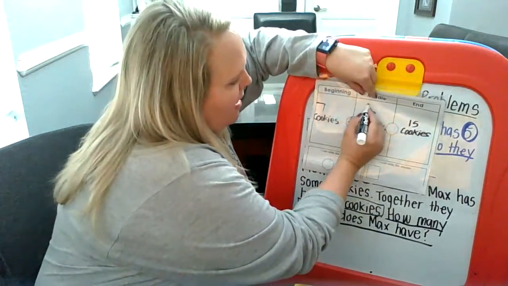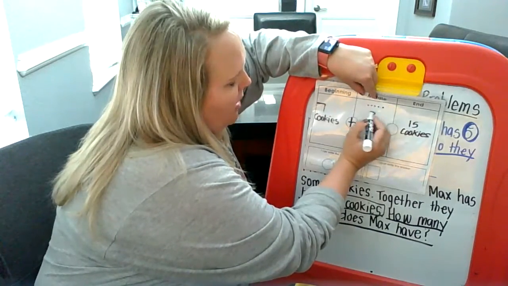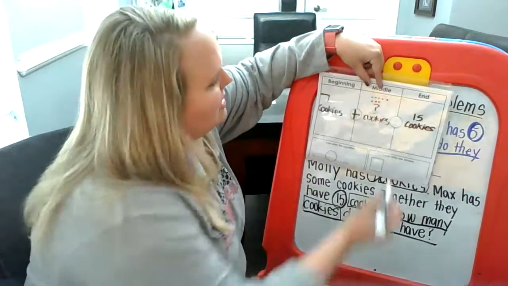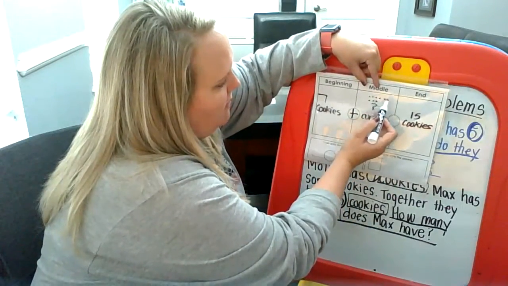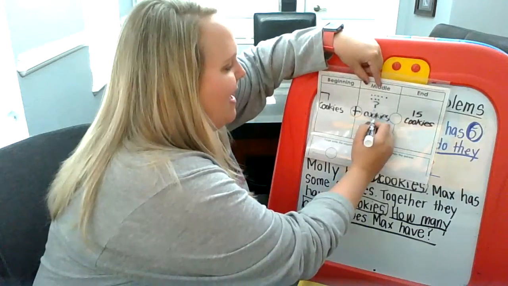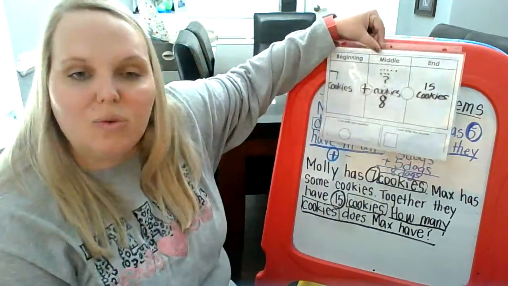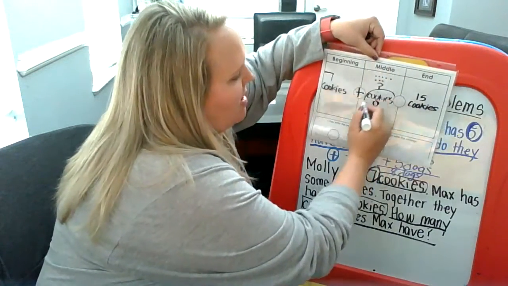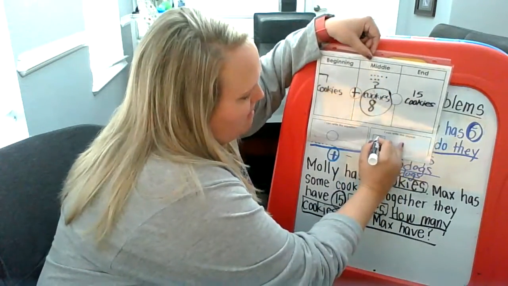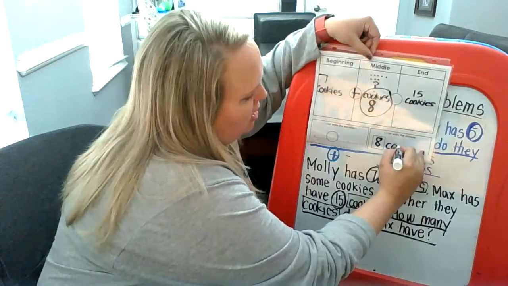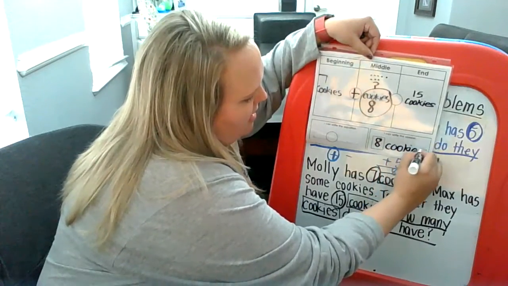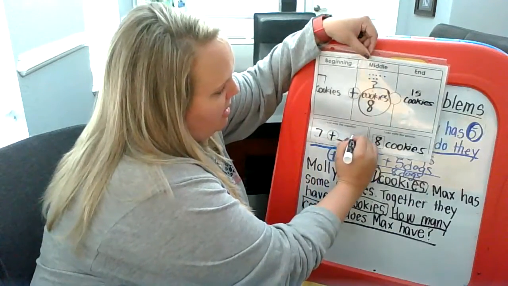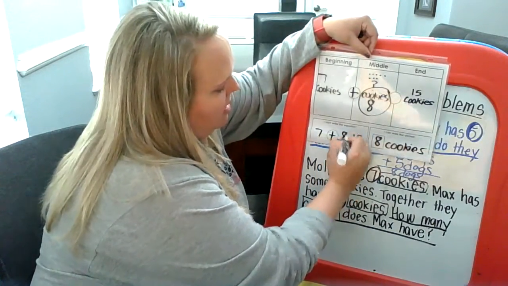7, 8, 9, 10, 11, 12, 13, 14, 15. So you can see that I have 1, 2, 3, 4, 5, 6, 7, 8. I had 8 right there to count up to 15. So the answer is actually 8 cookies. Max had 8 cookies. And I solved this by doing 7 plus blank equals 15, and my blank was 8.